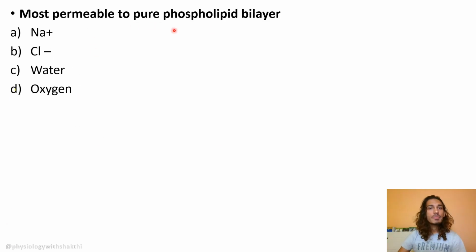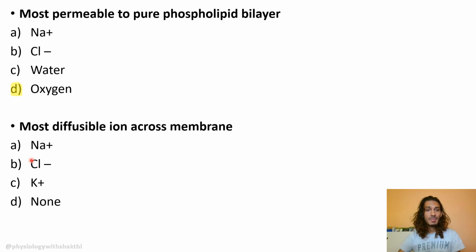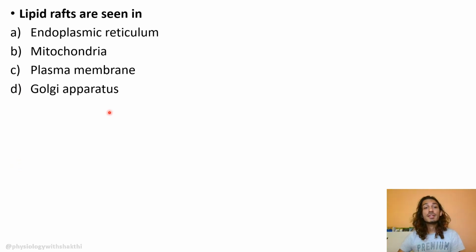Most permeable to pure phospholipid layer. There are no proteins, channels, anything, so what is going to pass through? Something that is hydrophobic, lipid soluble. So that is going to be oxygen. If this is the option, that is the answer. Most diffusible ion across the membrane: out of all this, chloride will be the best bet. Lipid rafts are seen in your plasma membrane.